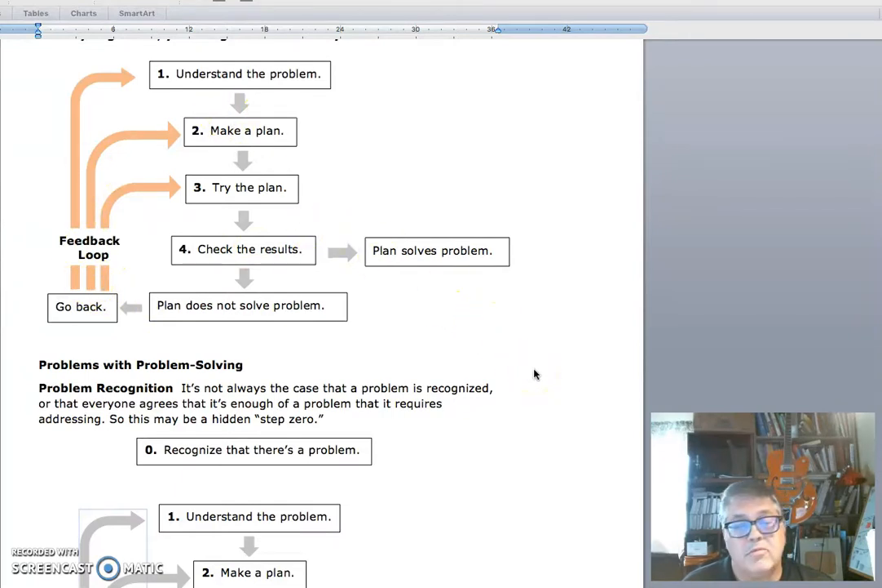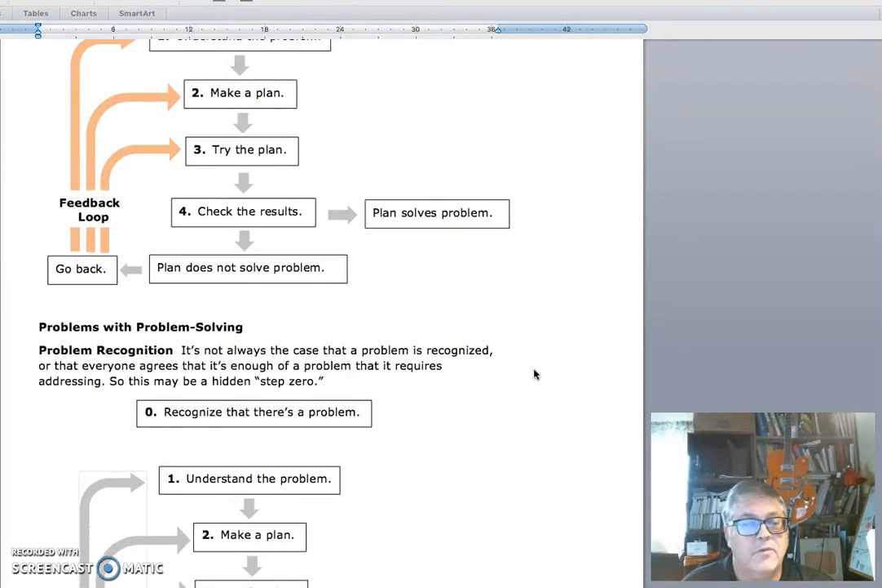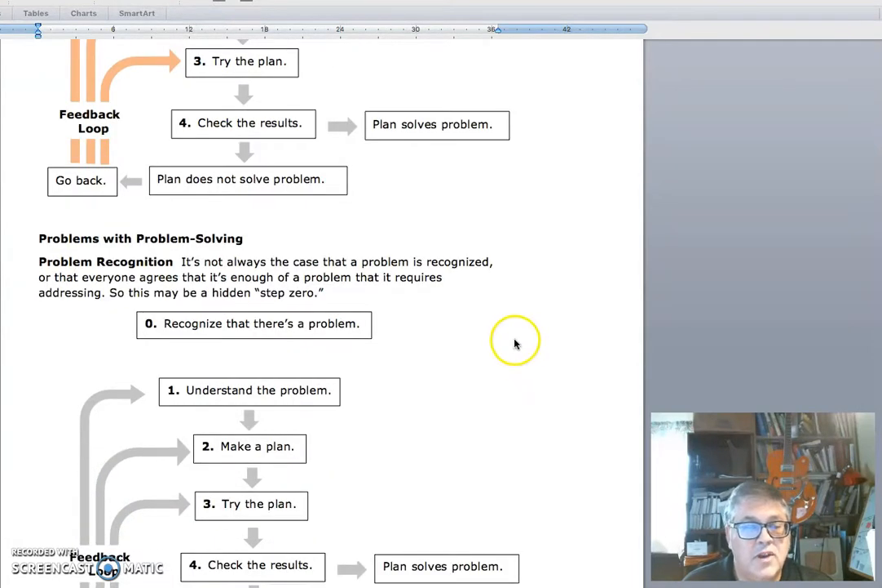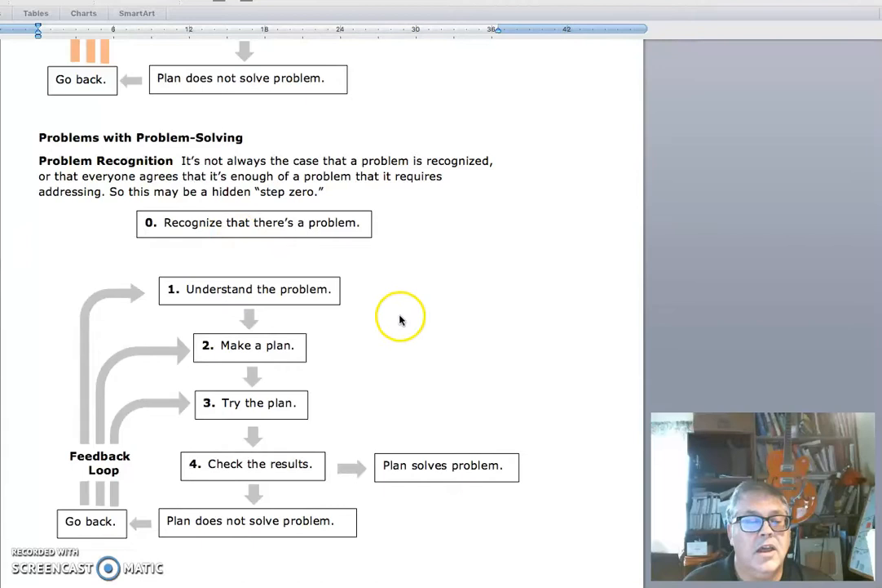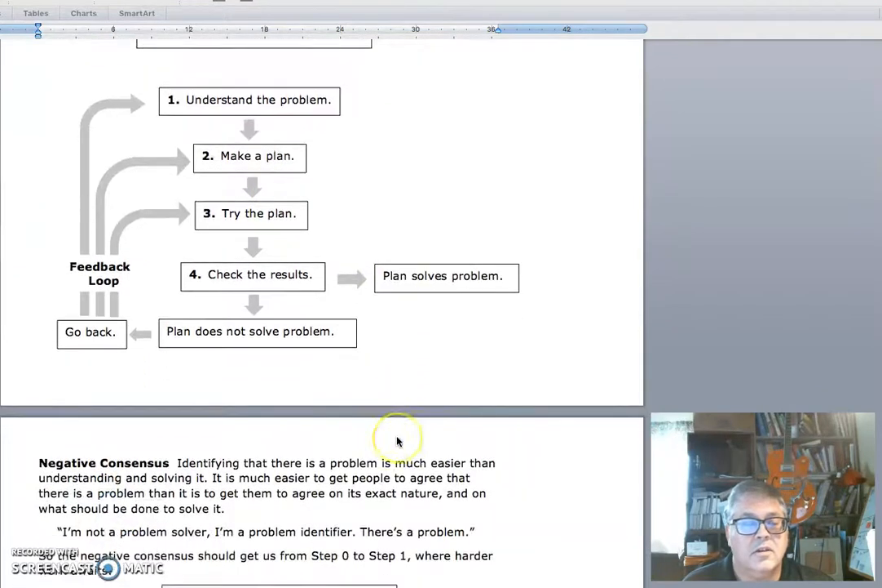What are some problems with problem solving? The first ones that we looked at in that first video: sometimes we don't actually recognize that there's a problem. So we always have to remember that you have to get people to agree that there's a problem so that you can solve it. I like to call that step 0, and then I drop it into the model. If we recognize that there's a problem, then we can get into all these other things.